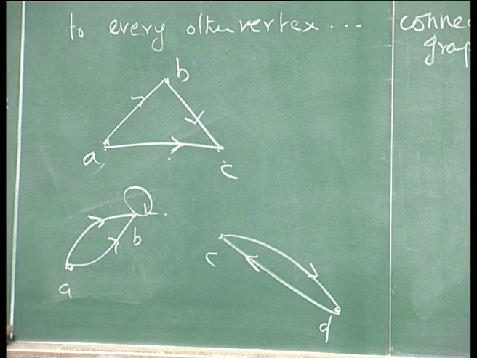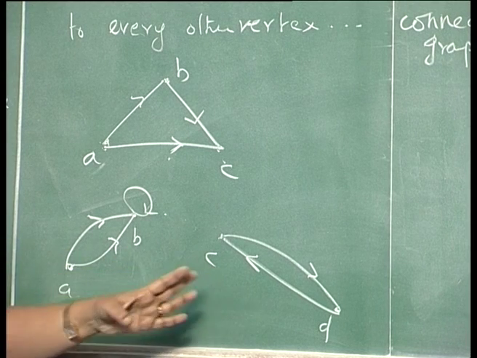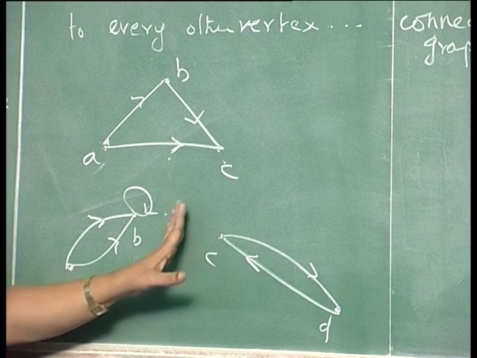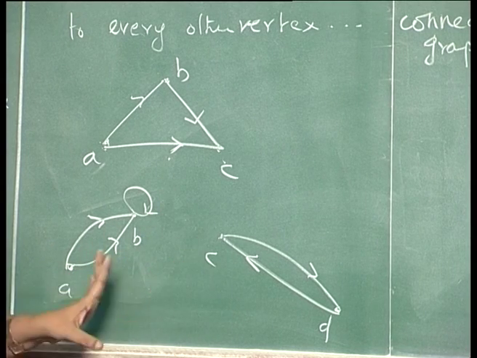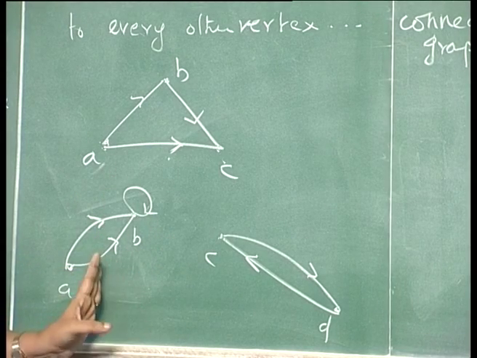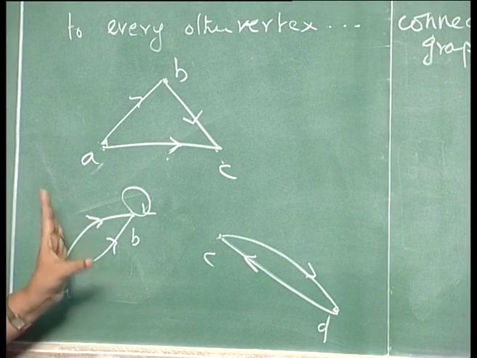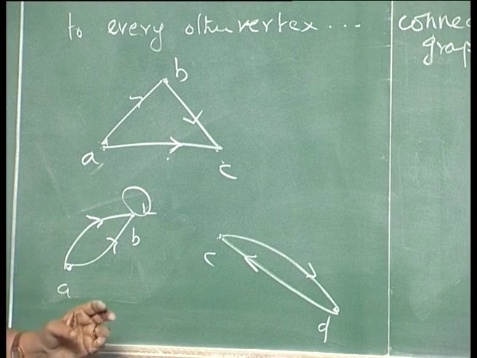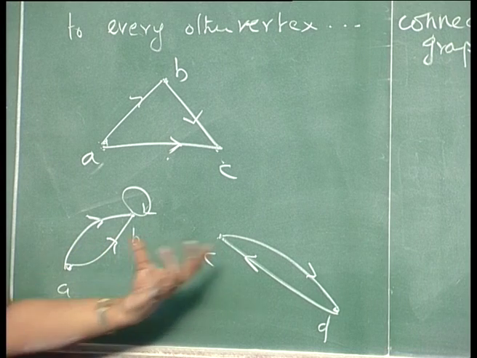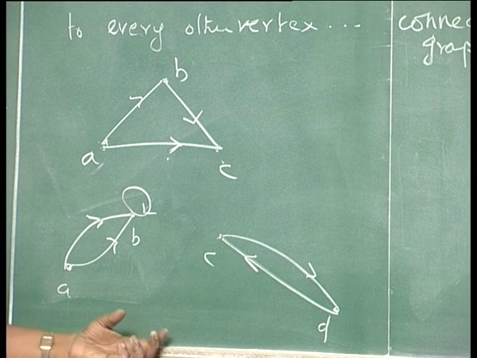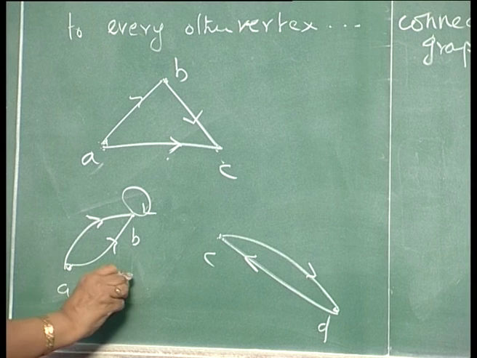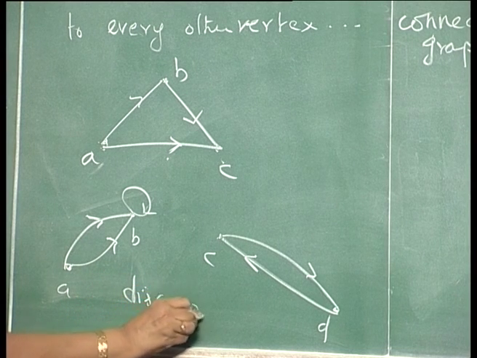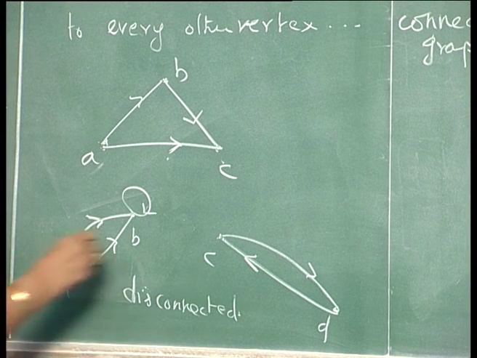There are some paths between A and B, between C and D, but there is no path from this portion to this portion. There is no edge from this portion to that. The whole graph consists of 4 nodes A, B, C, D, and this portion is not connected to this portion by any edge, and such a graph is called a disconnected graph. This is disconnected. It is not a connected graph.